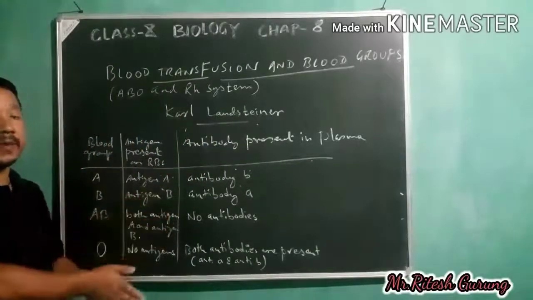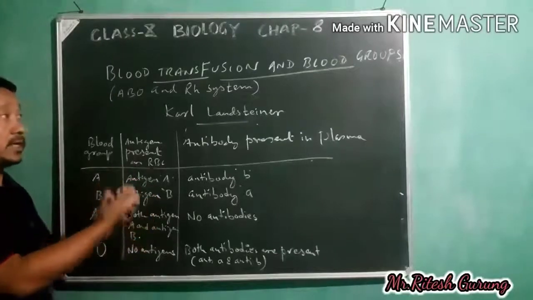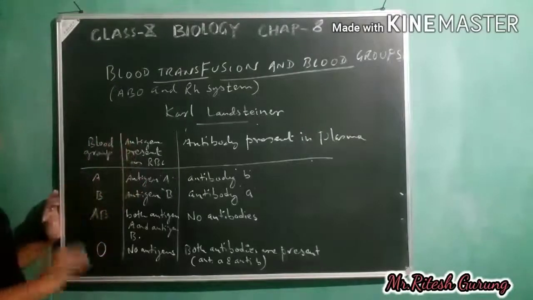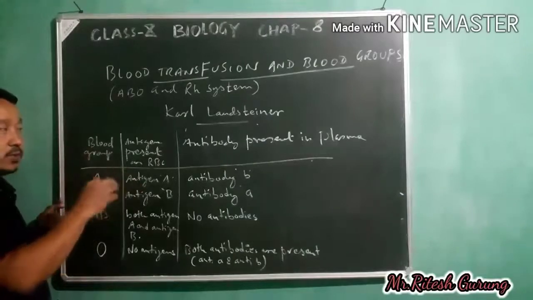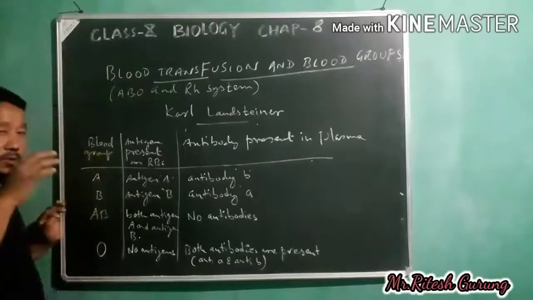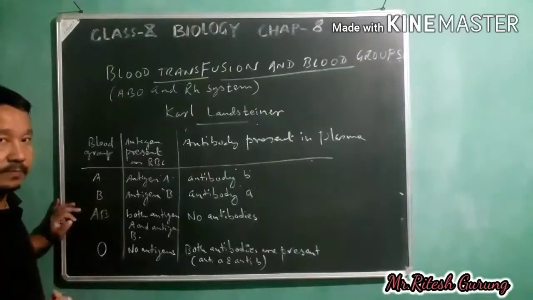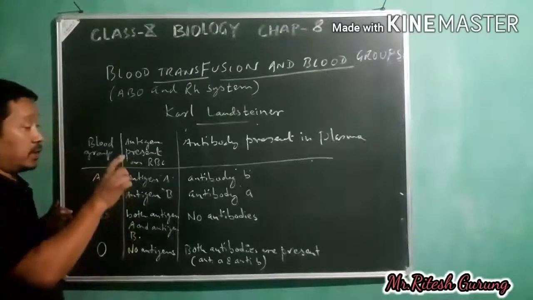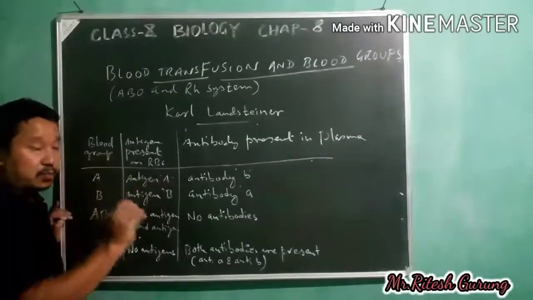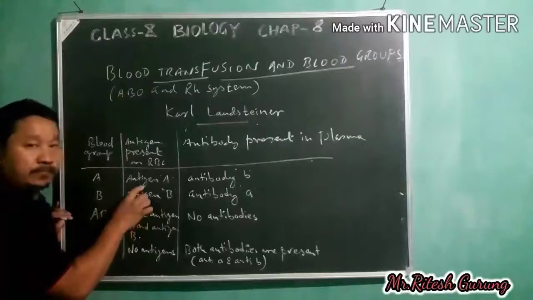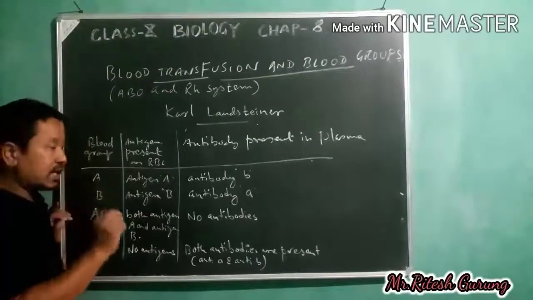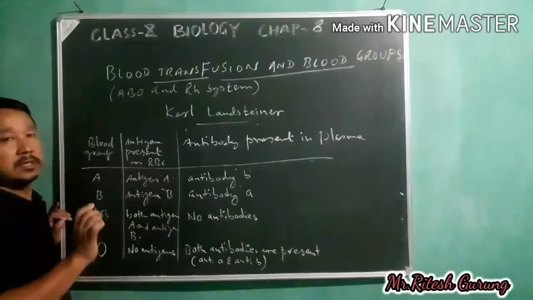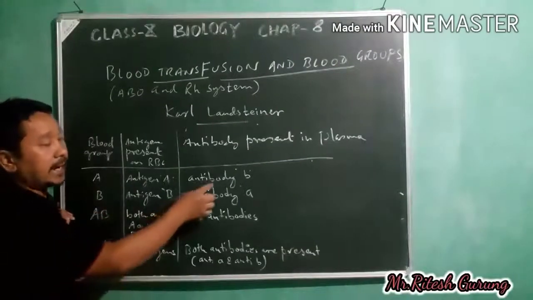So how is blood classified according to the ABO system? As I've told you, blood is made up of RBC, other blood cells and plasma. Out of the different kinds of blood cells, RBC contains a kind of protein called antigen, and this antigen is of two types, antigen A and antigen B. And in the plasma of blood, there is another substance, that is antibody.